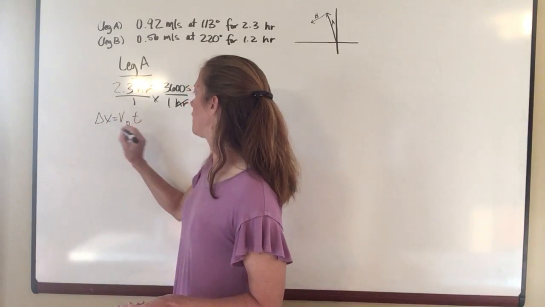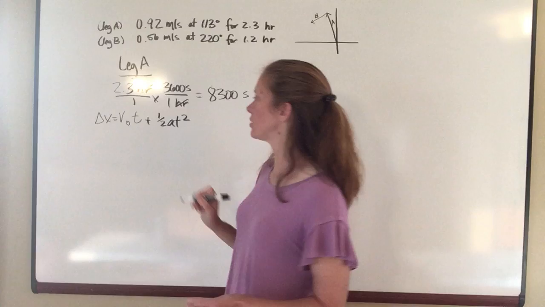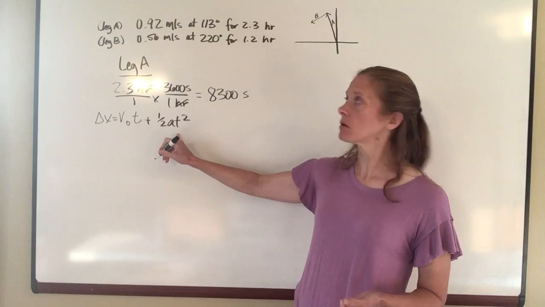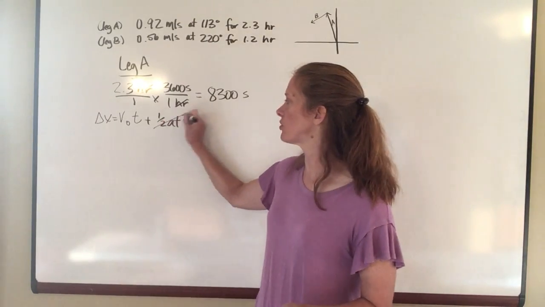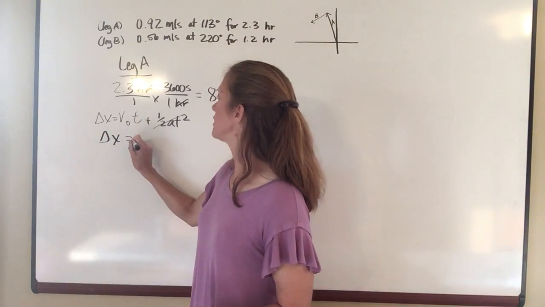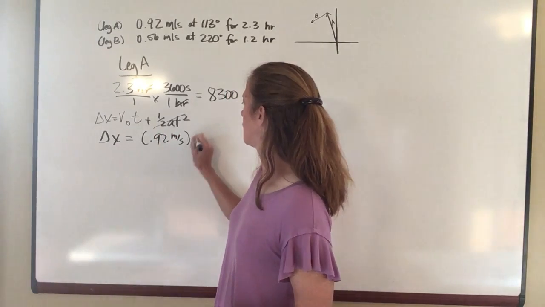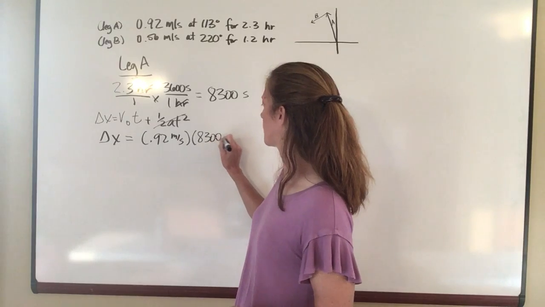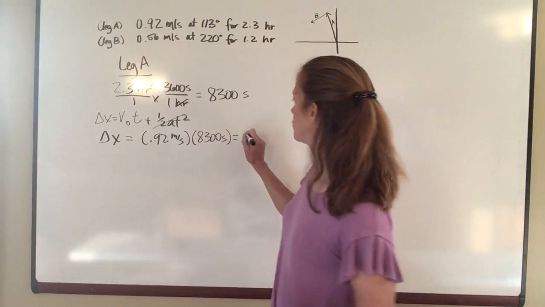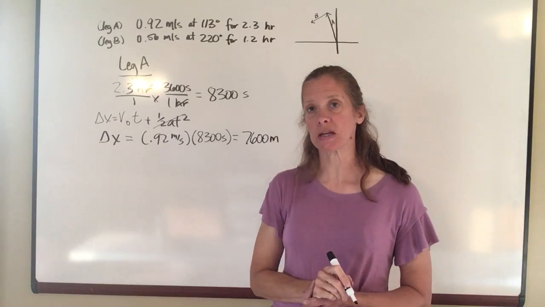Now that I have my time in seconds, I can use delta x equals v sub 0 t plus 1/2 a t squared to figure out what her displacement is on this leg of the journey. There is no acceleration because my velocity is constant, so this piece of it is going to drop out. So delta x then equals my initial velocity, which is 0.92 meters per second times 8,300 seconds, which gives me, let's see, 7,600 meters. That is the displacement for the first leg of the journey.